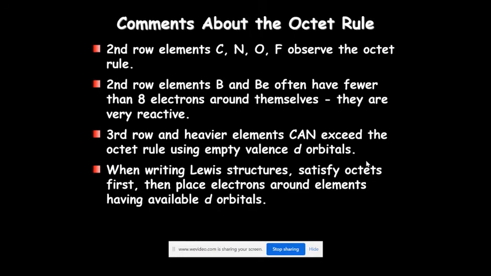Now, there are some exceptions to this octet rule, and we will try to avoid them honestly. Just know there are certain elements like boron and beryllium that are so reactive they can actually have fewer than 8 electrons around them. And there are other elements that could have more than 8, but again, we will try to avoid these rare exceptions.